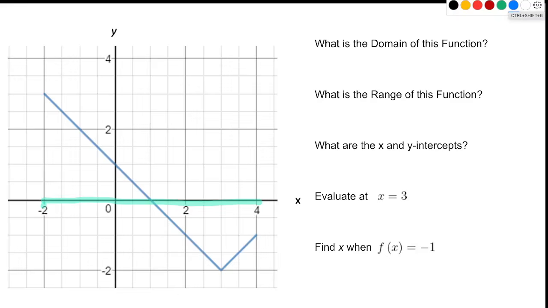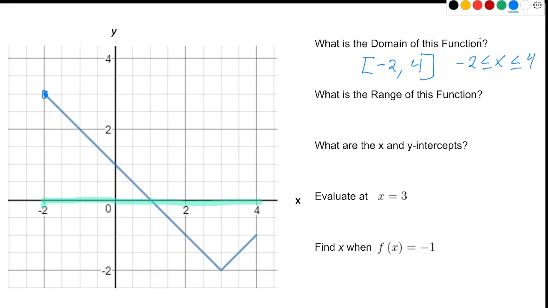Now, is the -2 included? Well, it doesn't show a solid dot or an open dot, right? Open dot would mean it's not. A solid dot would mean it is. Well, if it's not open, we assume it's closed. So this domain is going to be a bracket -2 to 4. You can also write this as -2 is less than or equal to x, which is less than or equal to 4. So that's another way to write the domain.